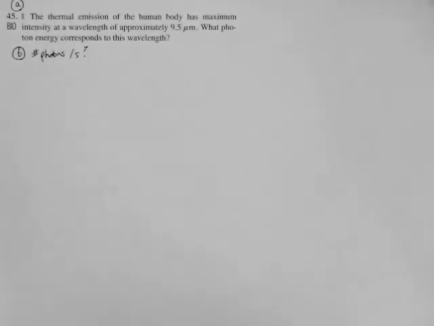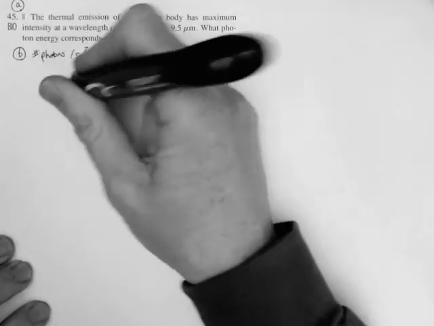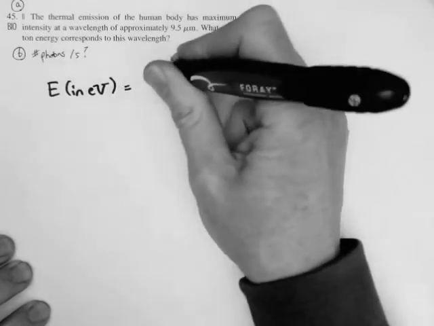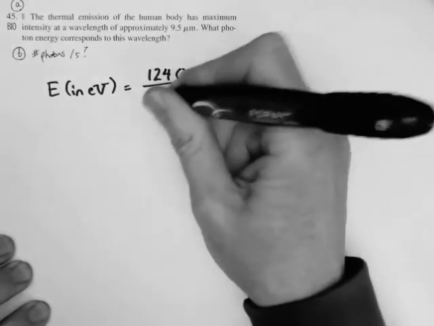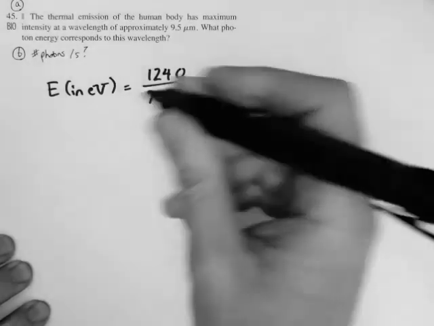Well, the first part of the problem just is a straightforward conversion between photon wavelength and photon energy. And the basic relationship we have that joins those two is this. The energy of a photon in electron volts is equal to 1240 divided by the wavelength in nanometers. Now, to use this, we have to convert the wavelength into nanometers.